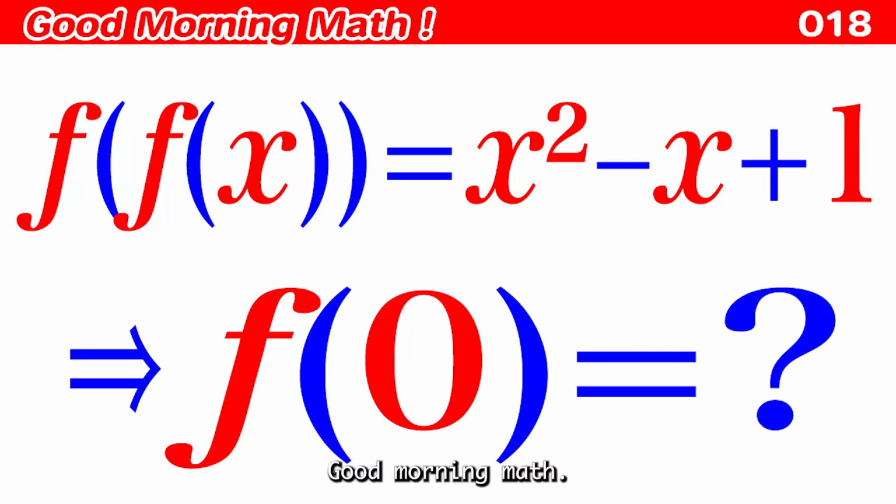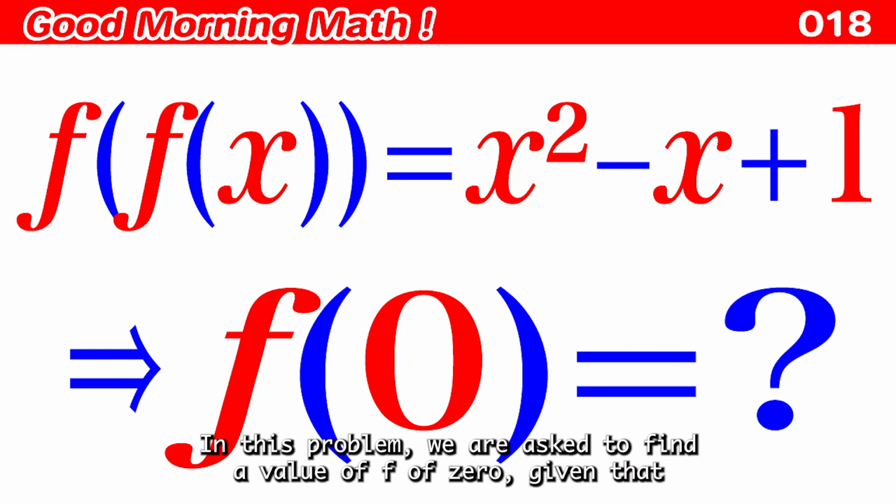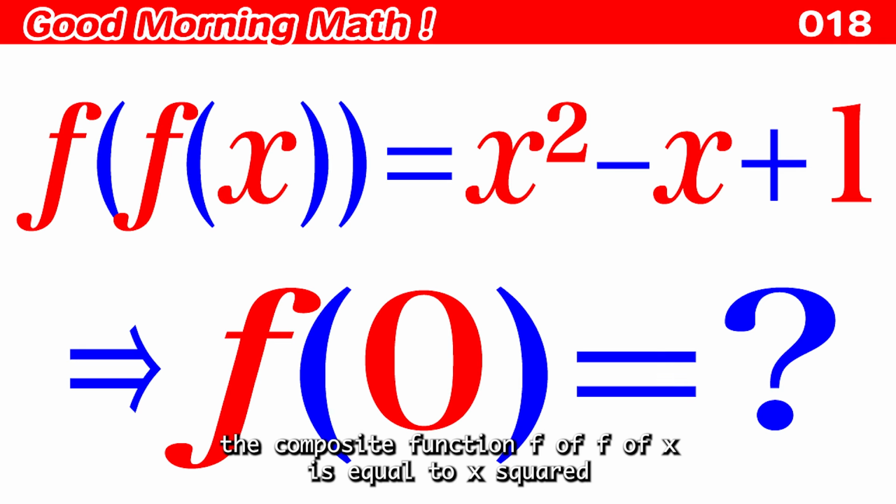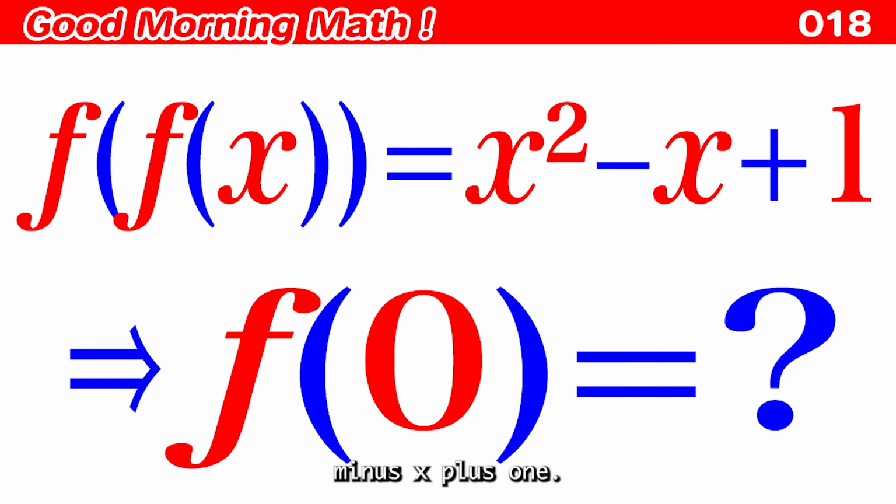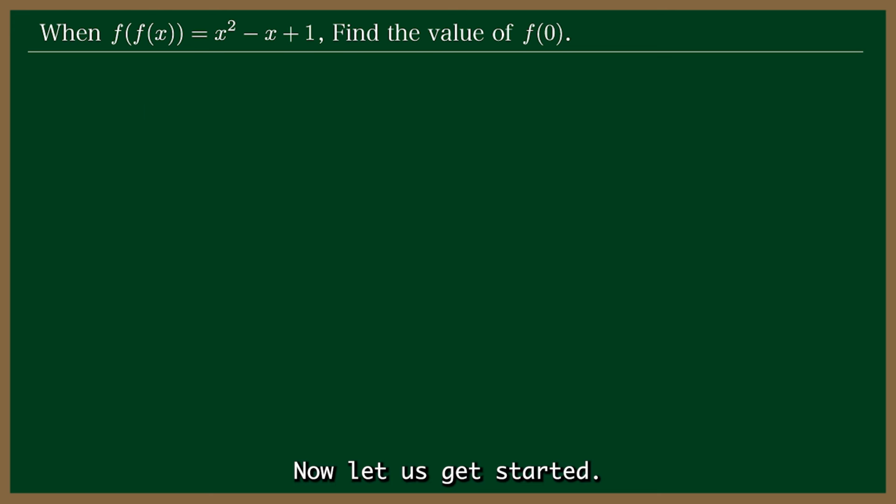Good morning, math. In this problem, we are asked to find the value of f(0), given that the composite function f(f(x)) is equal to x squared minus x plus 1. Now, let us get started.